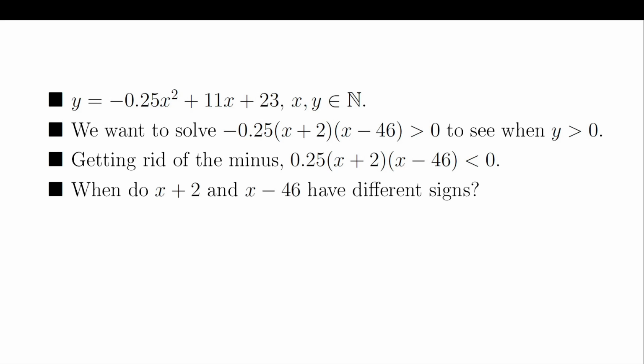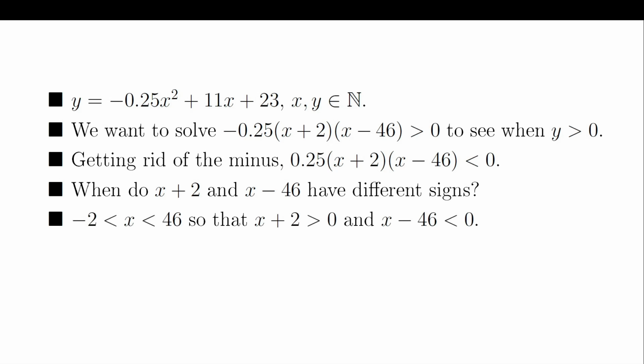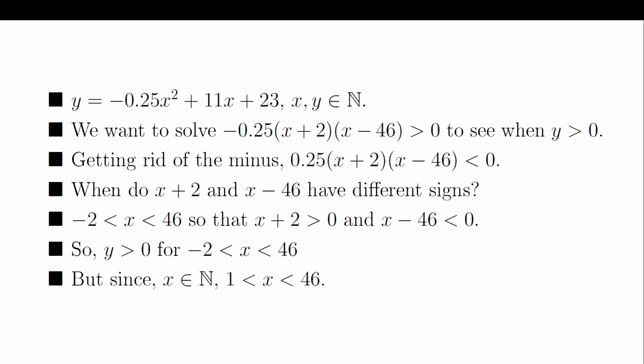So, when do x plus 2 and x minus 46 have different signs, so that their product gives us a negative number? After some thinking, we see that is when x is larger than -2, but less than 46, so that x plus 2 is positive, but x minus 46 is negative. So, y is larger than 0 for x larger than -2 and less than 46. But since x is natural, the lower bound gets moved to +1 instead.